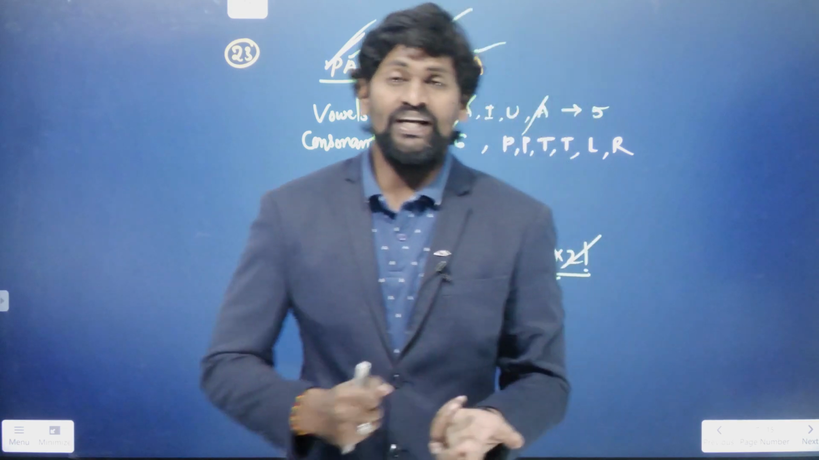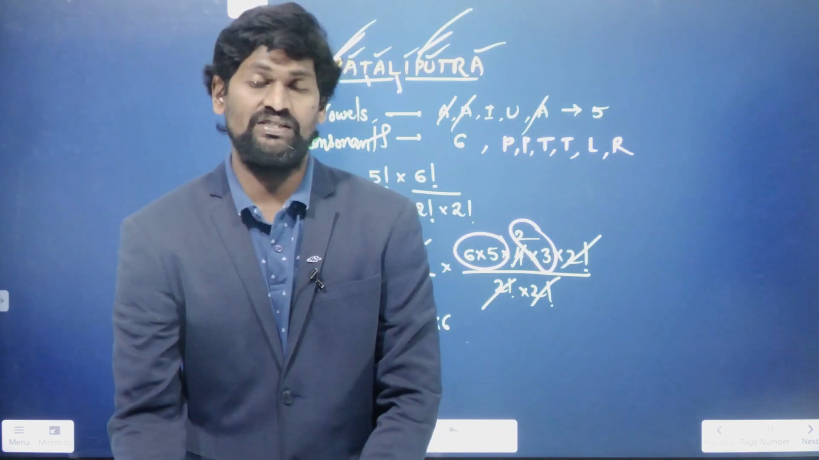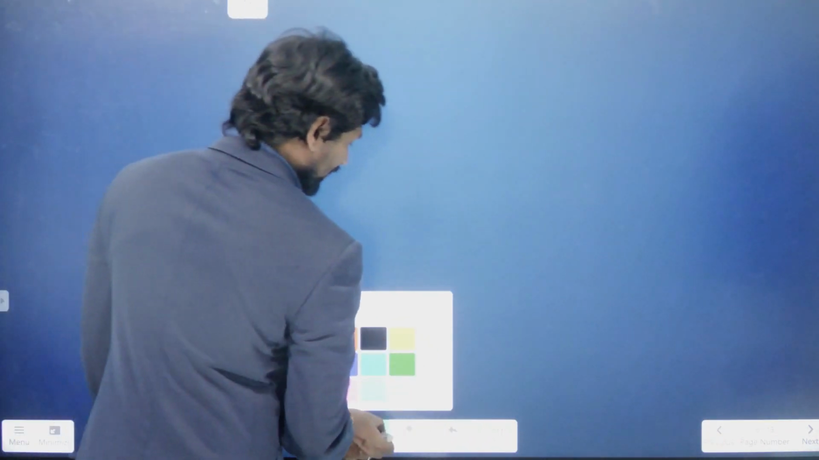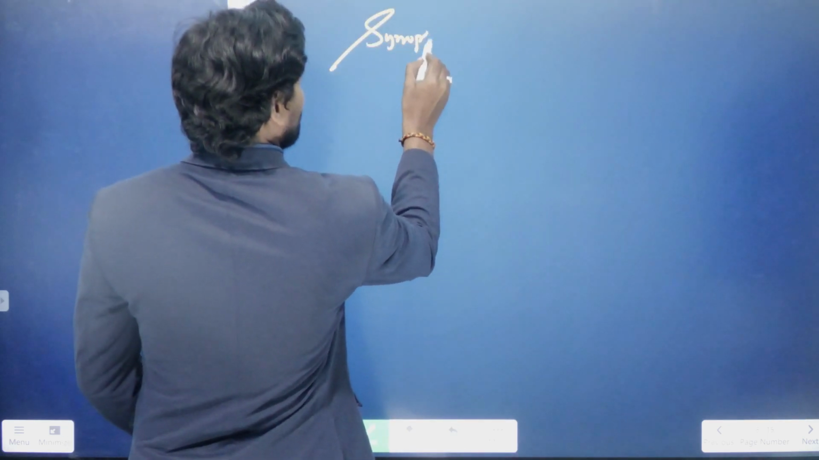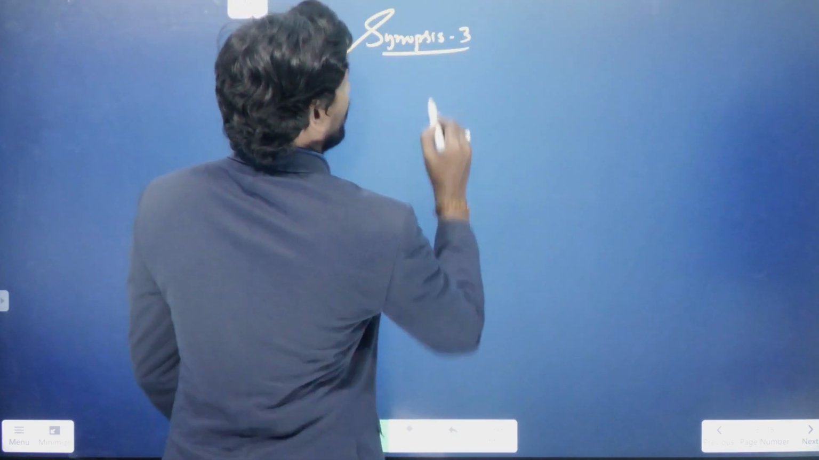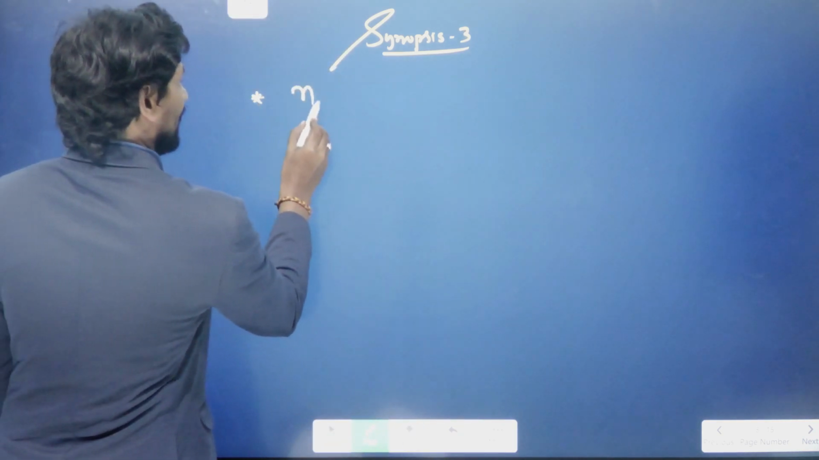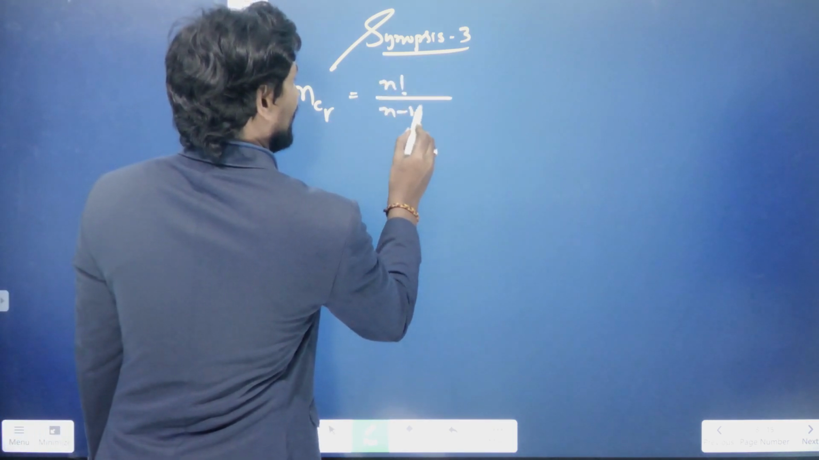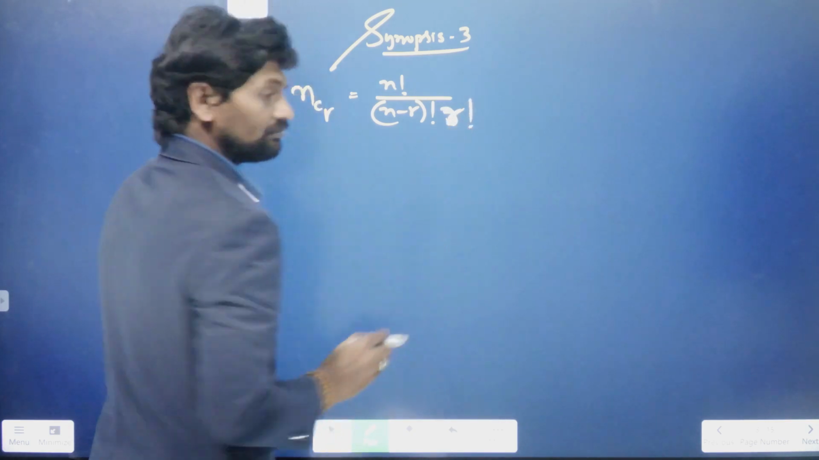So let us move on to synopsis 3. I think it is based on combinations. You know we have already discussed combinations in the binomial theorem. So in synopsis 3, mainly you should remember the combinations formula: nCr equals n factorial by n minus r factorial into r factorial. Okay?